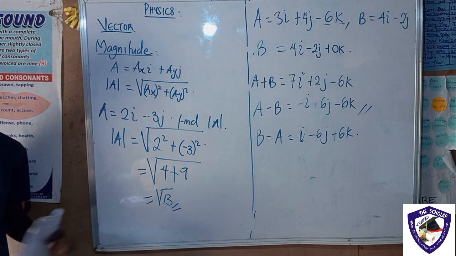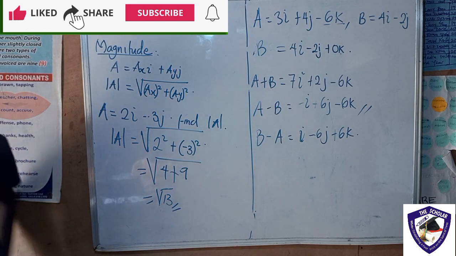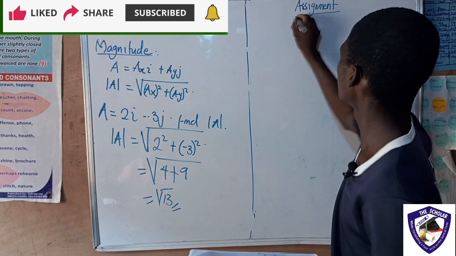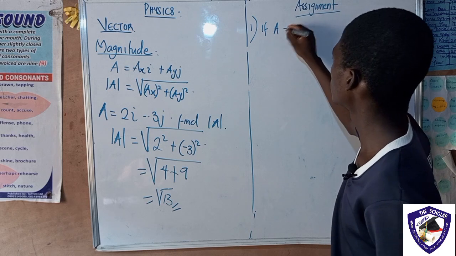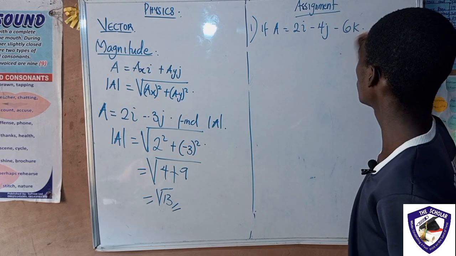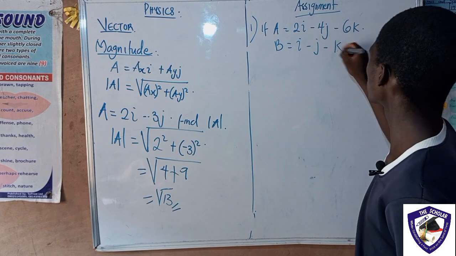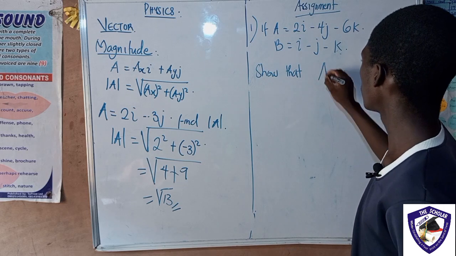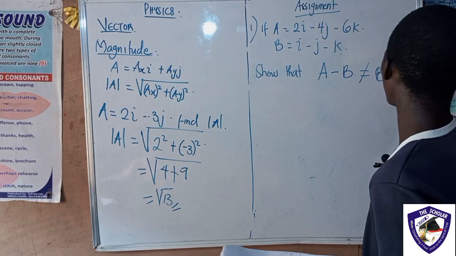You understand that all? So, this is how to find the magnitude of a vector, and this is what we are going to solve for today. My assignment: if my vector A equals 2i minus 4j minus 6k and vector B equals i minus j minus k, now show that A minus B is not equivalent to B minus A.